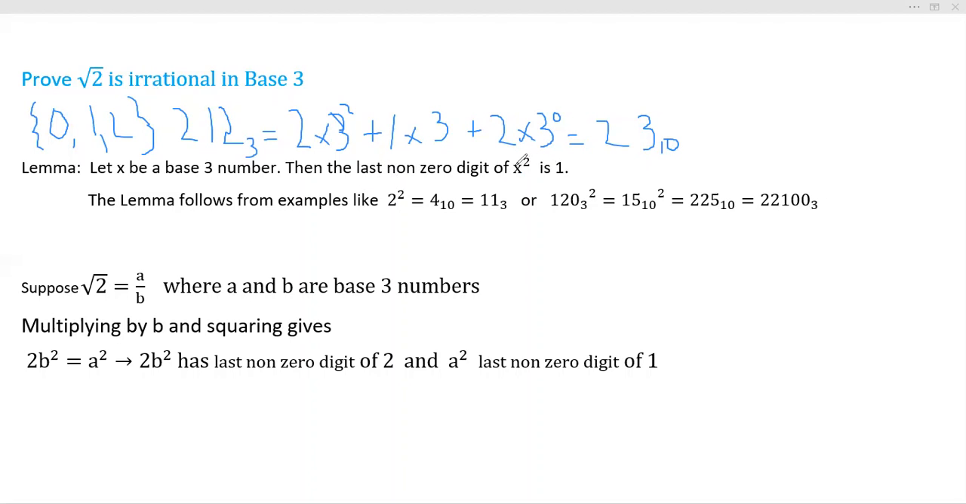So if x is a base 3 number that ends in 1, certainly x squared ends in 1, so nothing to worry about there. But what if x ends in 2, or its last non-zero digit is 2? This is a simplistic example right here. 2 squared is equal to 4 base 10, but that's equal to 1 times 3 plus 1, in expanded form. So when you square this digit, you do get 1 as the terminating digit.